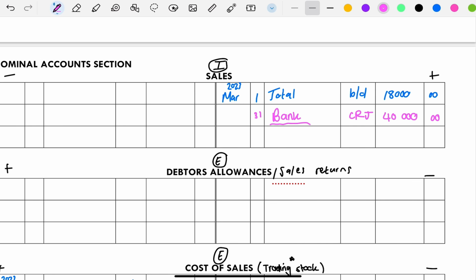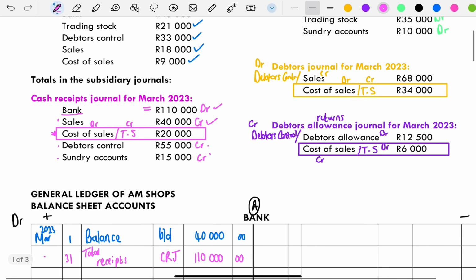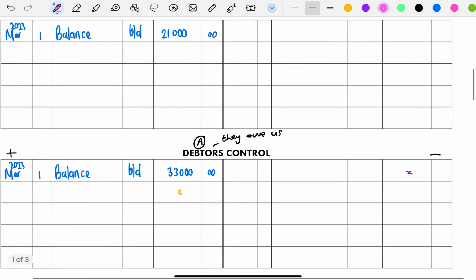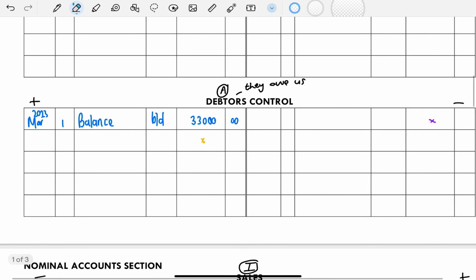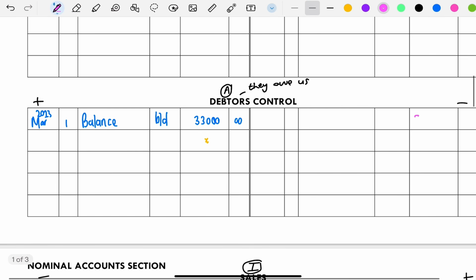Okay, next we have after sales. We do have cost of sales, but I'll get to that now. So let's just jump to debtors. Debtors control, we need to credit 55,000. So in debtors control, we say we are crediting 55,000 because when the debtor pays us, they owe us less. This will be on the 31st of March 2023 from the CRJ, and this 55 is included in bank.